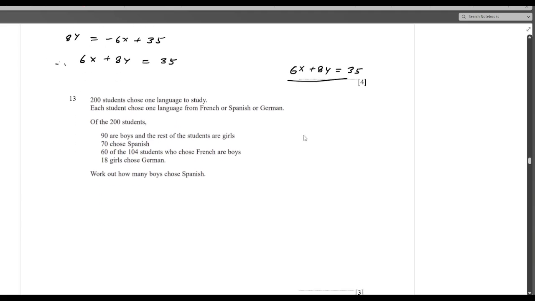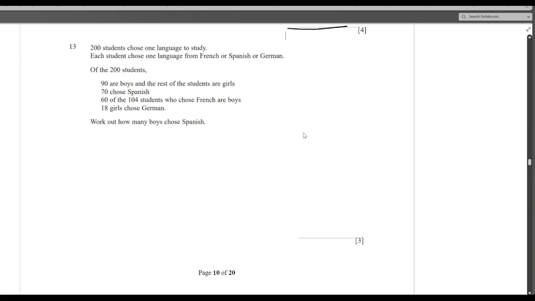Question number 13: 200 students choose one language to study. Each student chooses one language from French or Spanish or German. Out of 200 students, 90 are boys and the rest of the students are girls. 70 choose Spanish, 60 out of 104 students who choose French are boys, 18 girls choose German. Work out how many boys choose Spanish.